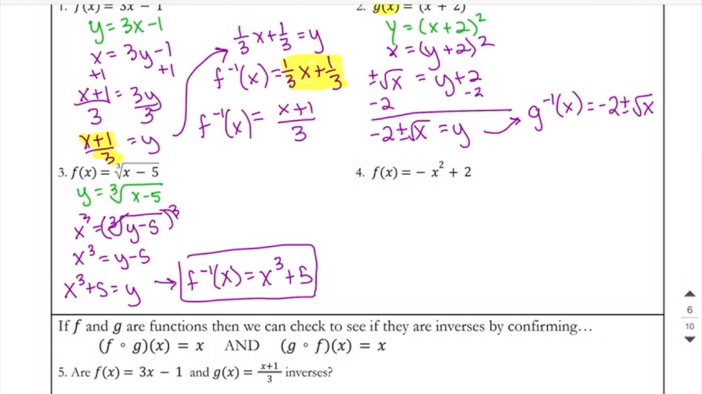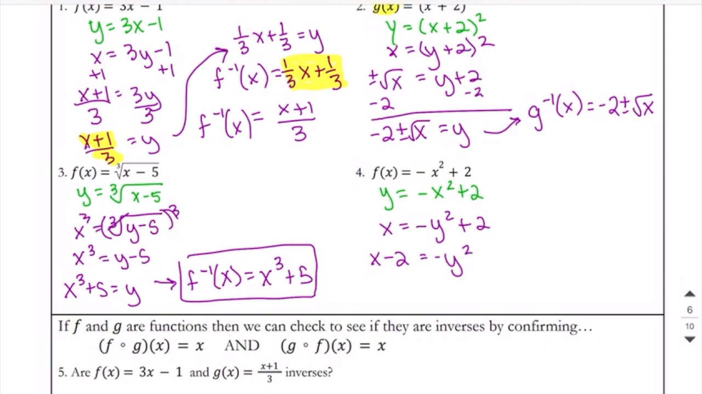Okay. And one last time here, you're going to change your f of x to y. You're going to switch the x and y. Okay. You're going to move your 2 over. So it's x minus 2.